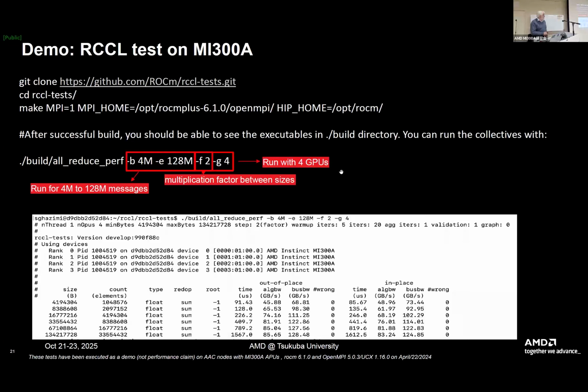Okay, so here's the RCCL test on the MI300A. So this is, you can pull from our ROCm repository here and build and run that example. And you can try different message sizes.